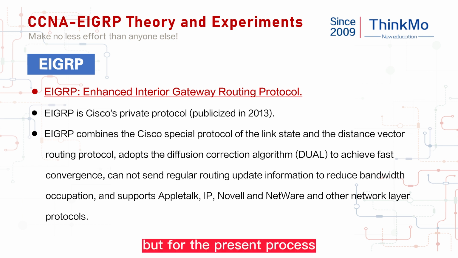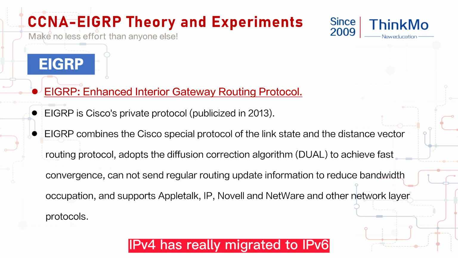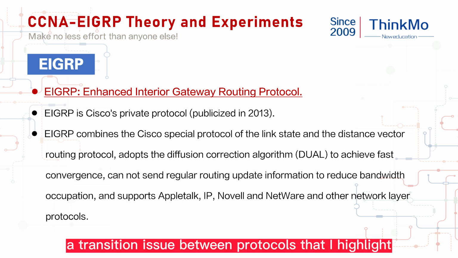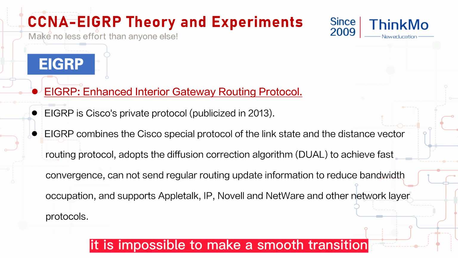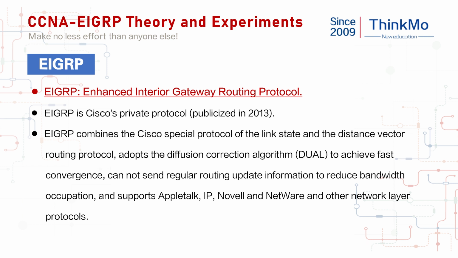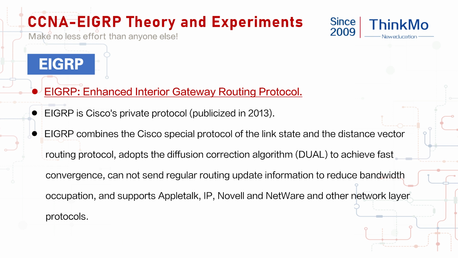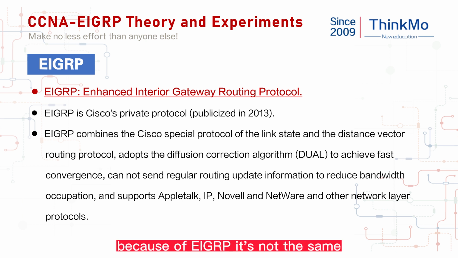But for the present process, if it really came to that age, when IPv4 has really migrated to IPv6, when you go to use OSPF again, version 2 cannot be used. You can only use version 3. That is a transition issue between protocols that I want to highlight. Protocols like OSPF cannot make a smooth transition. You have to completely modify the current overall configuration, because the version is different, so the configuration is also different. It has no way of smooth transition. But why bring it up and talk about it? Because EIGRP is not the same.